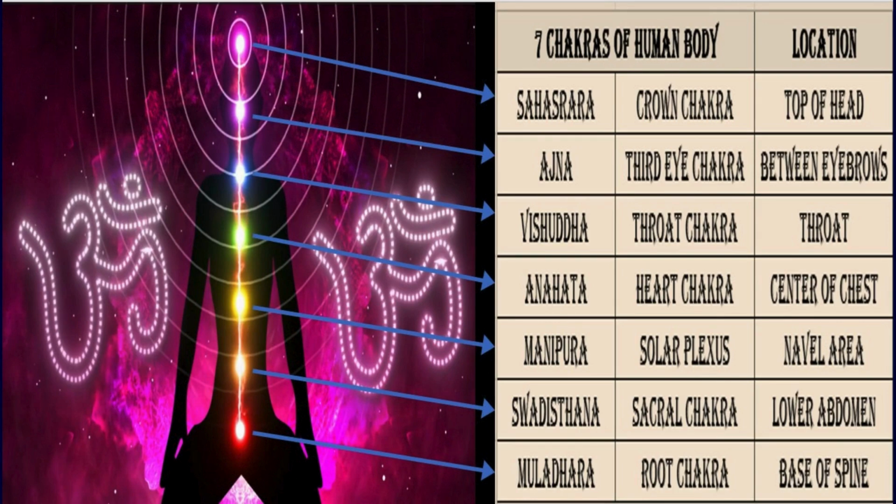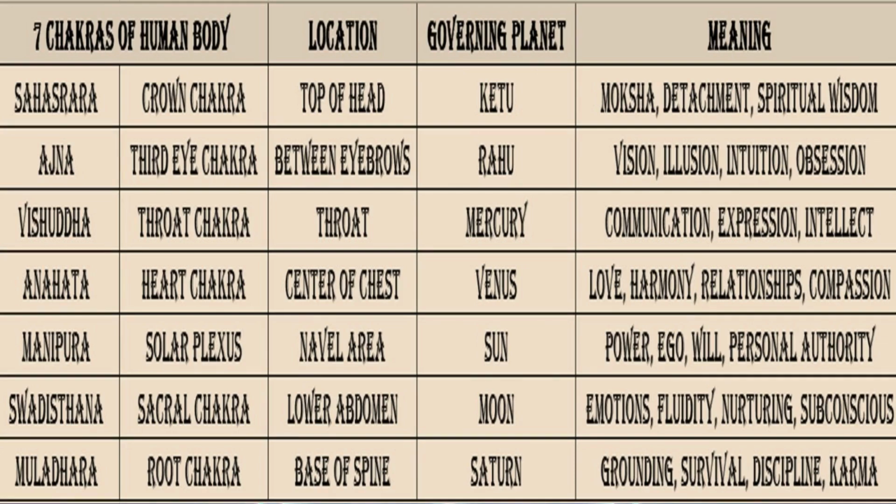The root chakra or the Muladhara chakra is ruled by the planet Saturn, whose role is survival, structure, discipline. Saturn grounds us. It gives us stability, routine, and the endurance to build a life. The sacral chakra or the Swadhisthana is ruled by the planet Moon or the Chandra, whose role is emotions, fluidity, and creativity.